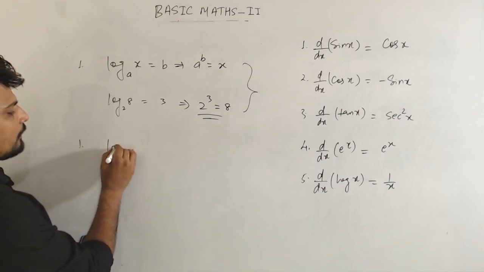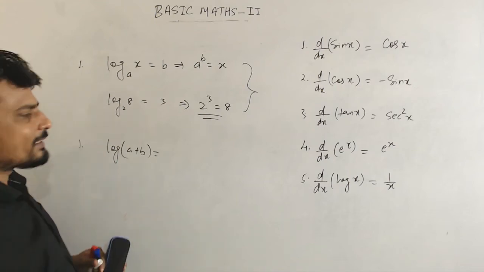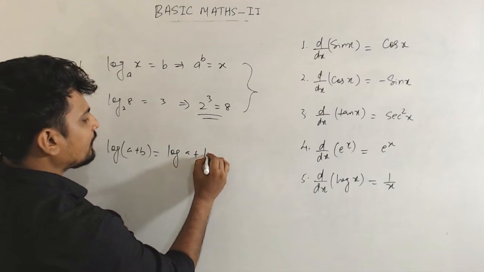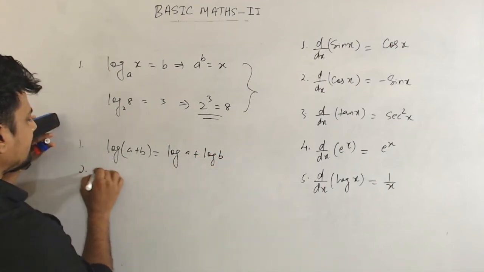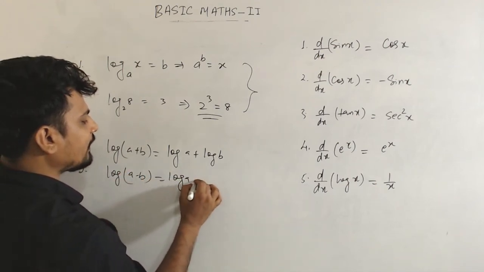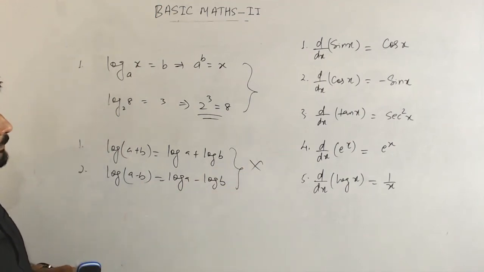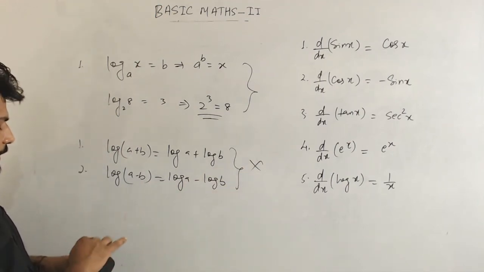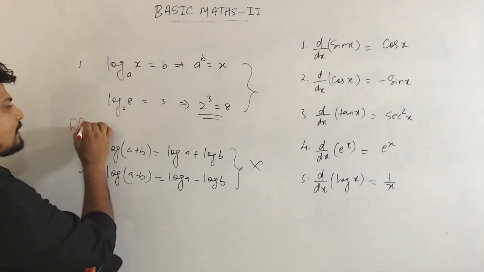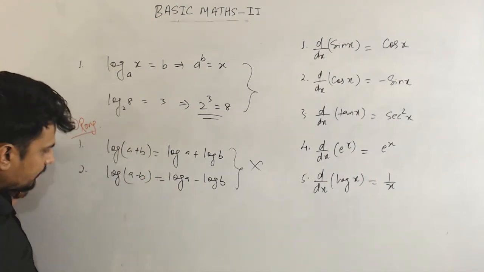Now, log of a plus b, don't write that as log of a plus log of b, that's going to be completely incorrect. And if I write log of a plus log of b, and also write log of a minus b as log of a minus log of b, trust me, this is going to be wrong. This is not the way it should be written. Then what is the correct way of writing it? So, this is the wrong way. A lot of people go wrong in this, so that's why I'm telling you. Not a big deal.